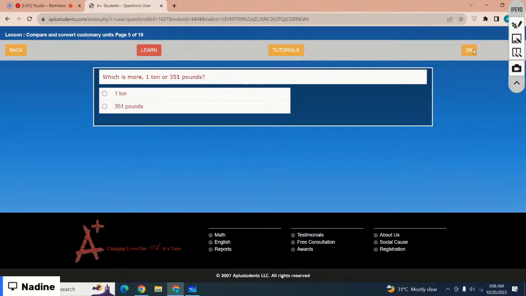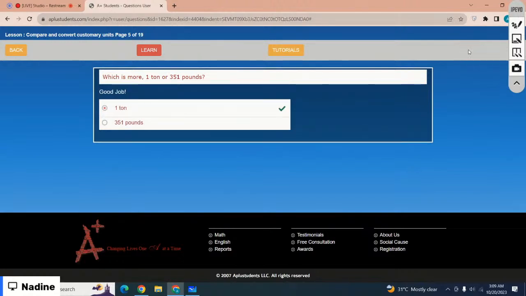Okay. Which is more, 1 ton or 351 pounds? So, which is the correct option? Which is more? Sorry, 1 ton is more because in 1 ton you have 2,000 pounds. So, obviously, 1 ton is more than 351 pounds.